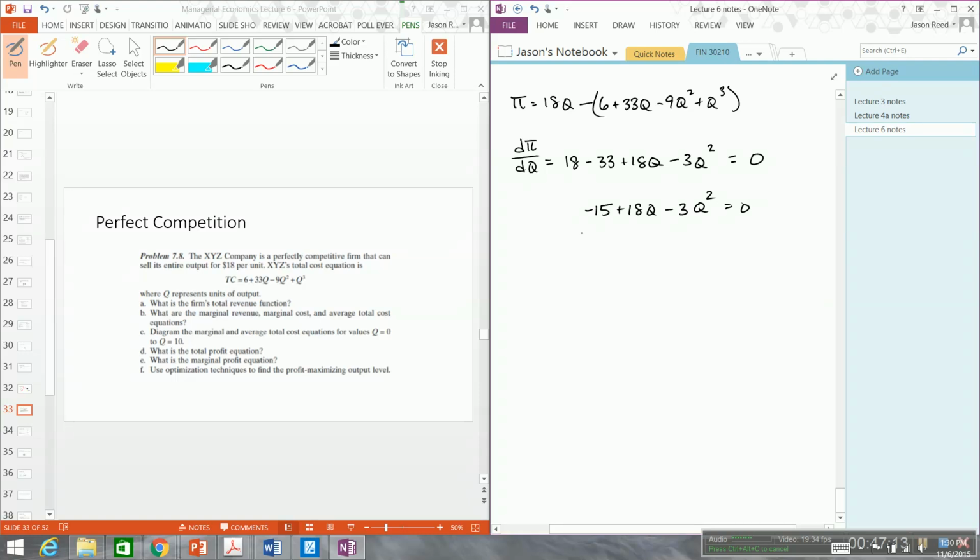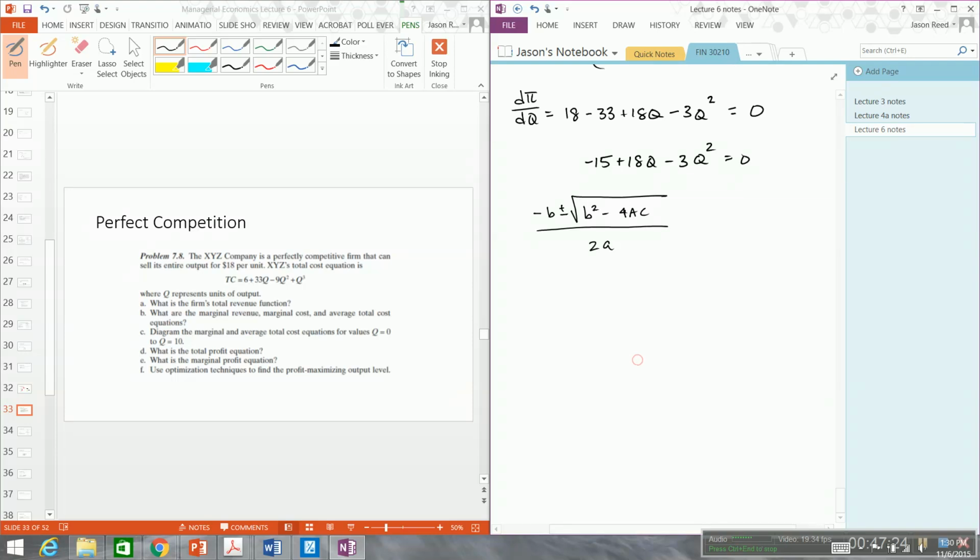And then we could use our quadratic formula, the opposite of b, plus or minus the square root of b squared minus 4ac, all over 2a. We can plug in our values so that we have negative 18 plus and minus the square root of 18 squared minus 4 times negative 3 times negative 15, all over 2 times negative 3. And we could solve that out, and this will give our profit maximizing output level.